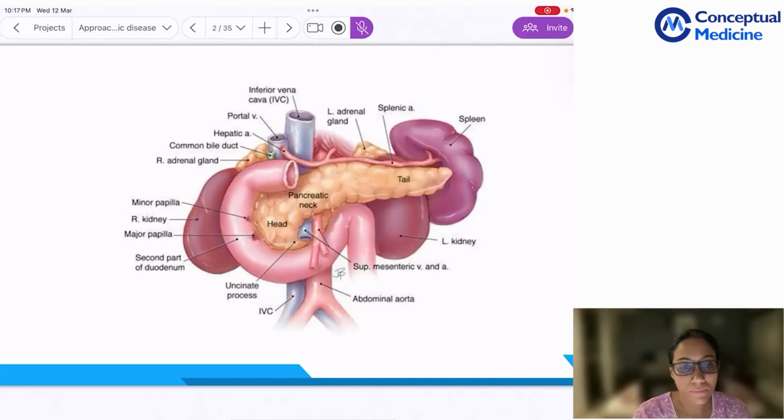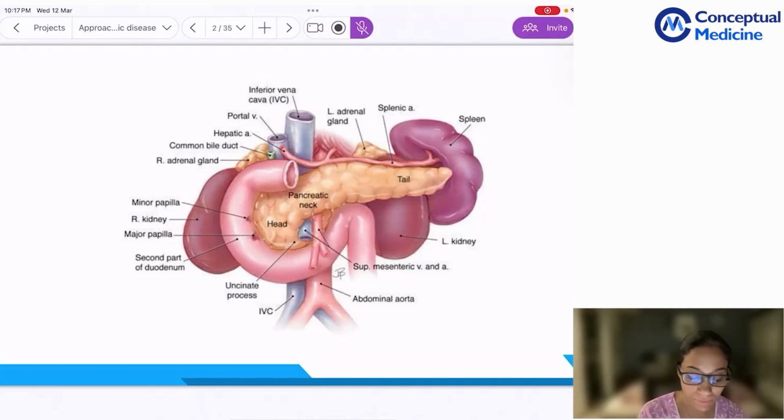Apart from that, it is about 70 to 110 grams, and you can say about 10 to 20 centimeters is the approximate length of the pancreas for a normal pancreas, not a shrunken pancreas or one with chronic pancreatitis. And what are the structures now?